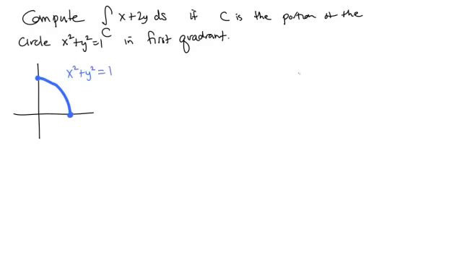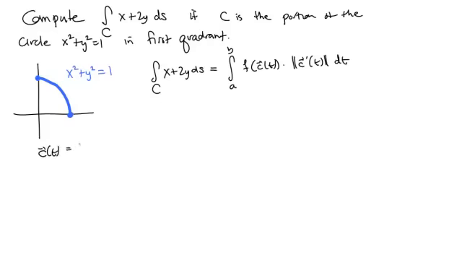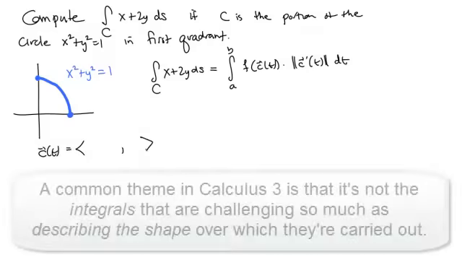So let's return to our first example, but this time let's compute the line integral of x plus 2y ds over the curve C, where C is the portion of the unit circle found in quadrant 1. In order to actually compute a line integral using our parametrized equation, the integral from a to b of f of c of t times the speed of c, the magnitude of the derivative, we have to first come up with a parametric curve, c of t, which describes this shape right here.